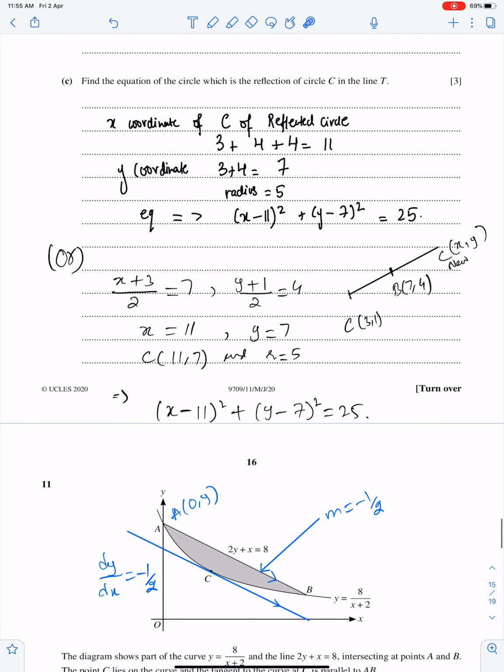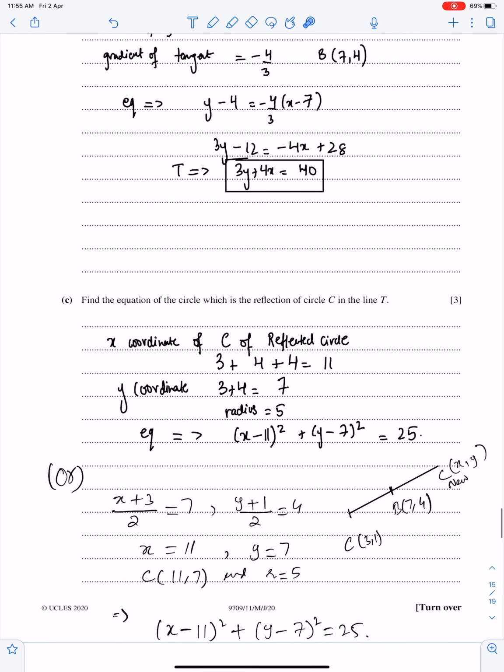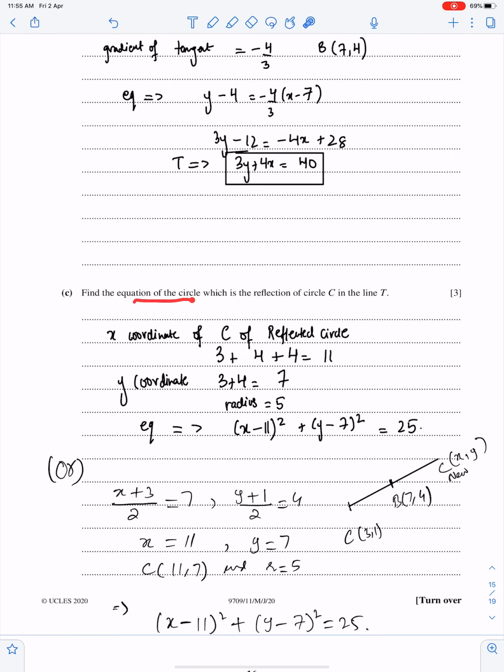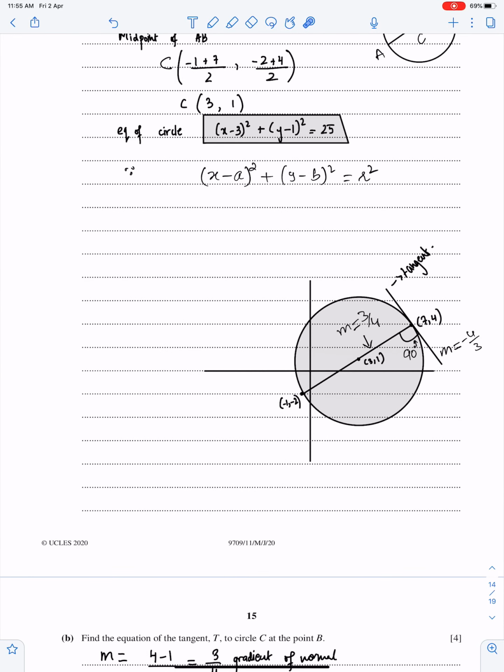Next part. The next part is find the equation of this circle, which is the reflection of circle C in the line T. Now they are asking to find the equation of this circle.